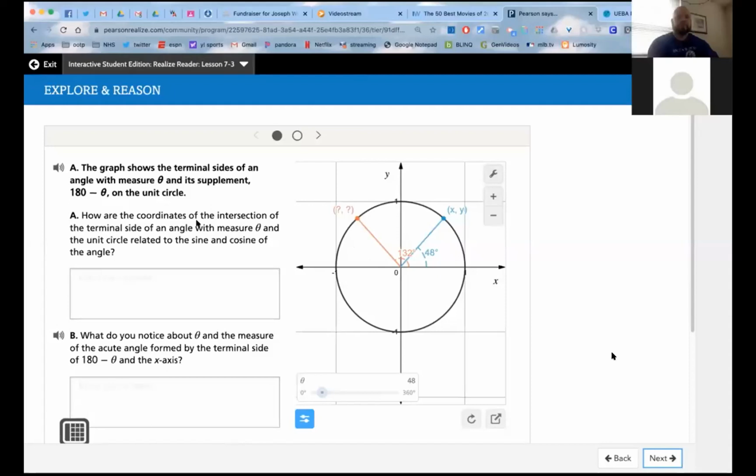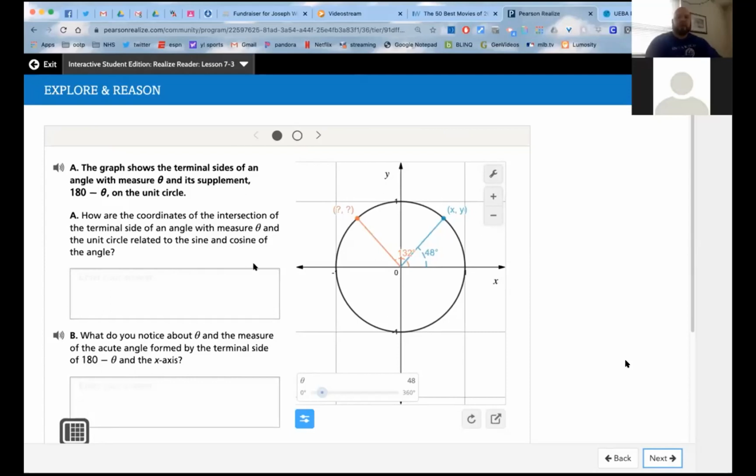They want to know the coordinates of the intersection. So two things are intersecting. They're intersecting the terminal side of the angle, that's the blue thing, that's the terminal side, and the unit circle. So the blue side and the unit circle intersect at point x comma y, and the supplement angle and the unit circle intersect at point question mark. So we're going to figure out what those question marks are. We need to figure out how those things are related to the sine and cosine of the angle.